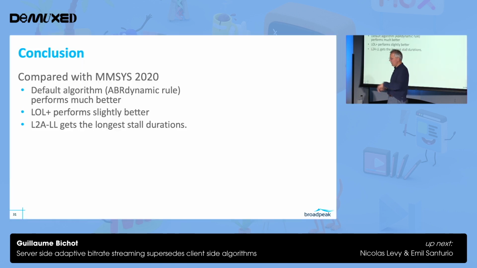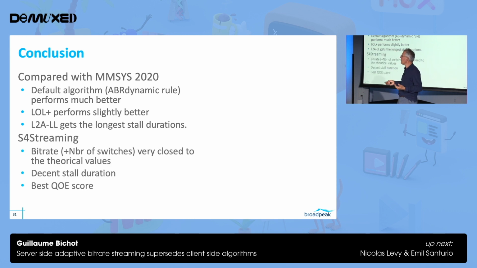So in conclusion, I compare this MMSys 2020 result with S4S. What we did first is we retested LOL. By the way, we also used a different version of LOL, called LOL Plus, because it's been upgraded by the team behind this algorithm. So LOL Plus performs slightly better than it did in the MMSys Twitch challenge. L2A is still above the target, but with a very long stall duration. That's basically what we can say.